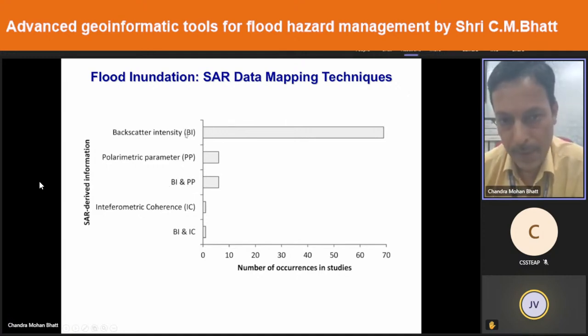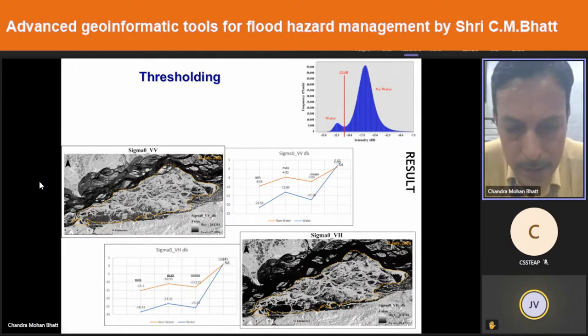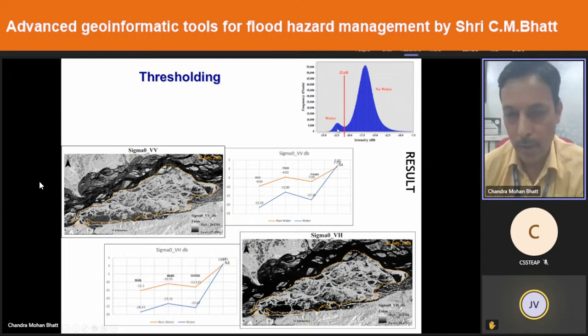But this backscatter intensity analysis is more in use. So what is that? Through thresholding, those flood waters are classified in the case of microwave data. So you analyze the backscatter intensity of your data and see how the values come for water and for land, by taking cross sections or studying the profile of waters, and then you apply that threshold to segregate the water and the non-water areas.